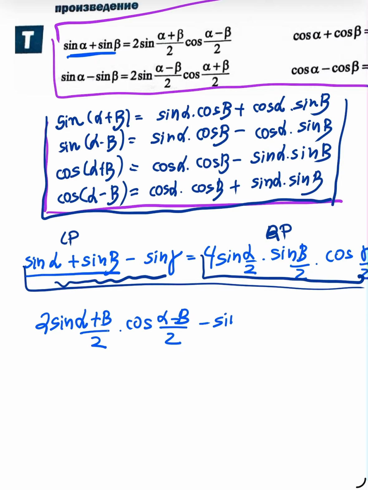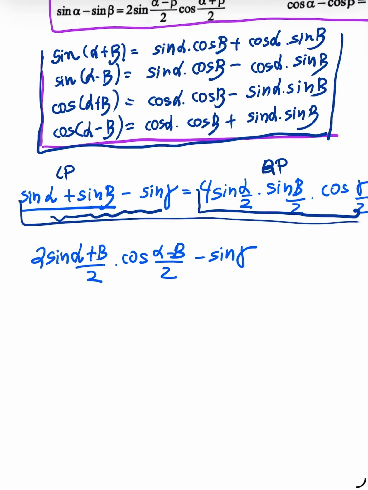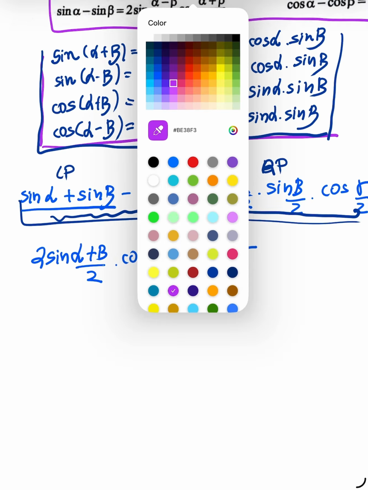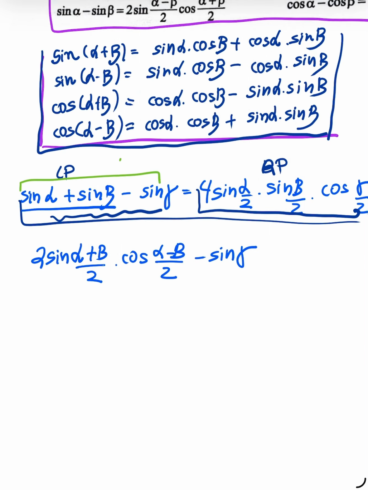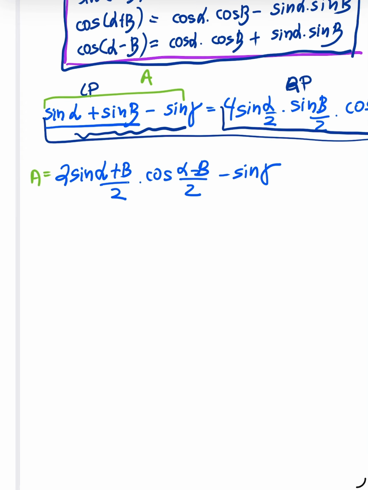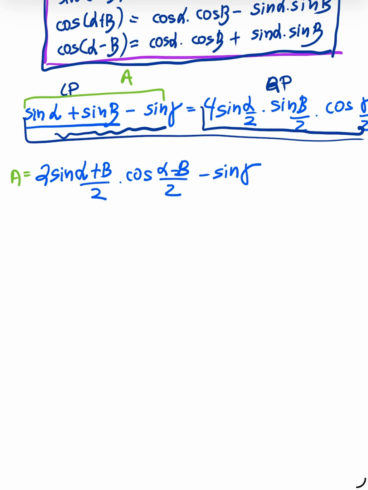Now it will be easier for us if we name this expression A, and we are only solving A. We are not touching B. We'll call this B. And later on, we'll prove that A is equal to B. We should prove that. This is our exercise. So now we're substituting the values: 2 sine (alpha plus beta) divided by 2 times cosine (alpha minus beta) divided by 2 minus sine gamma.